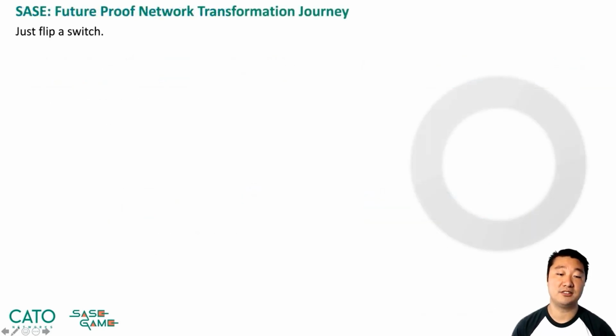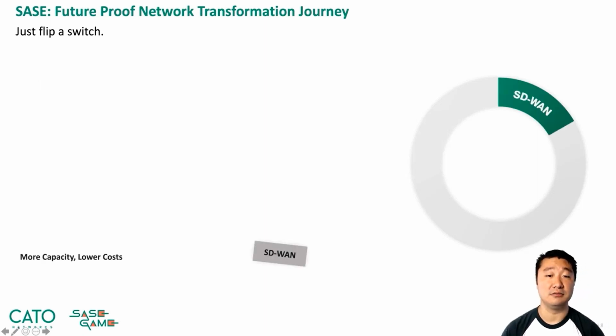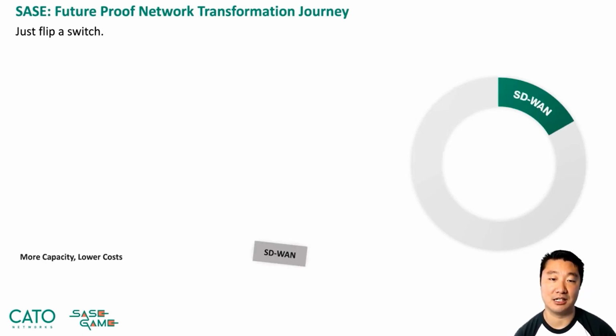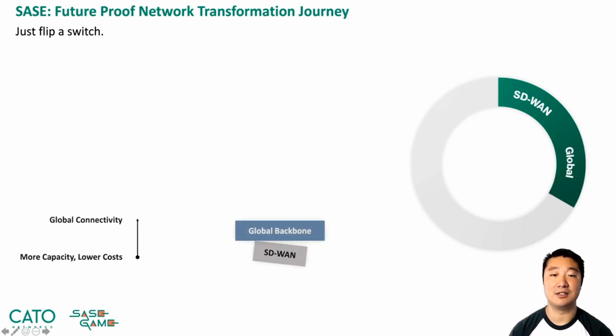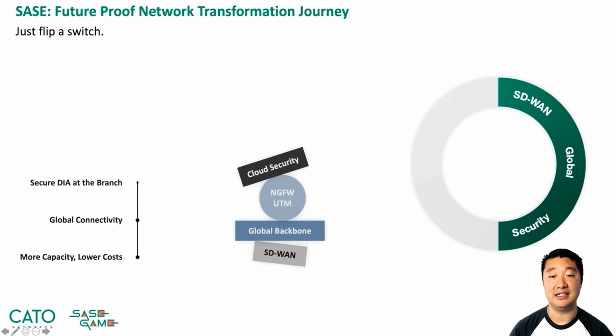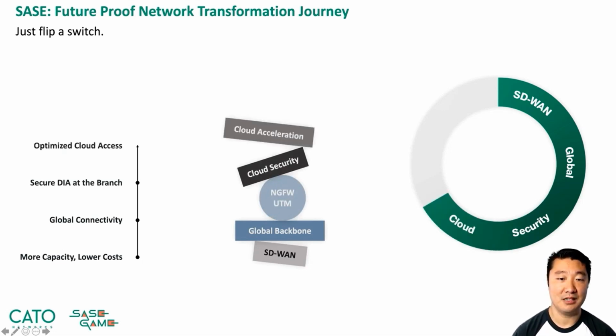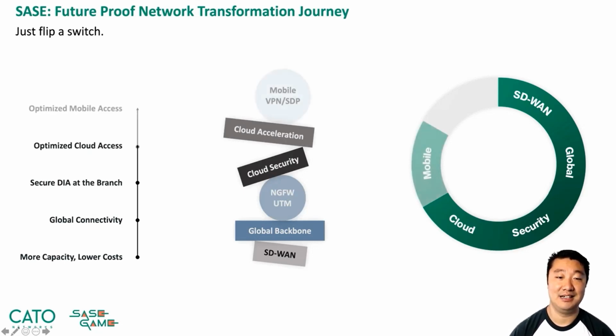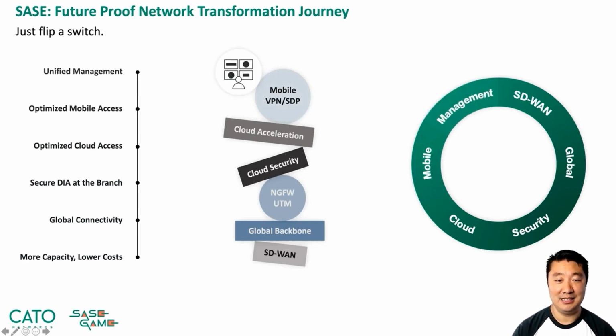So, WAN transformation is a bit of a journey, right? Here's how it could look for you, depending on which route you choose. You start with SD-WAN in order to take advantage of more bandwidth at a lower cost. You then add in a global backbone for your global sites. You deploy branch or cloud security for secure direct-to-internet access. Use cloud acceleration to enable cloud migration. Then you get mobile VPN or SDP to support mobile users.